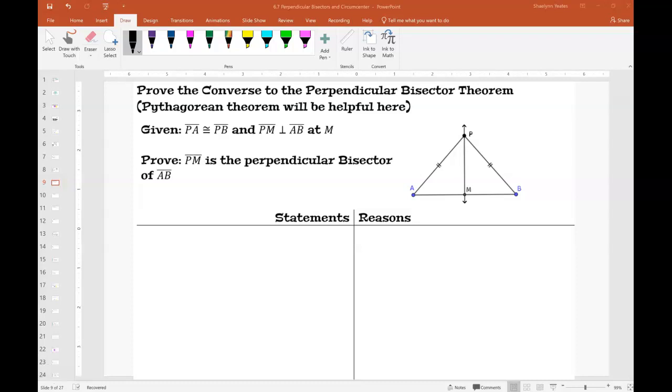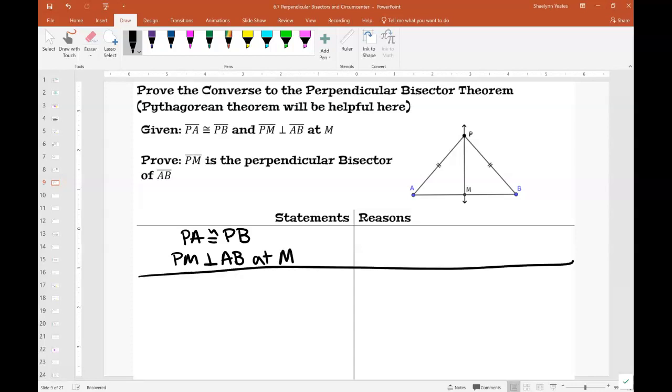All right, so we're going to be proving the converse of the perpendicular bisector theorem here in this video, and we are given a bunch of information. So first off, we're given that PA is congruent to PB, and we're given that PM is perpendicular to AB at M. So that's helpful. All of that is my given information. I'm just going to put it underneath the same reason.